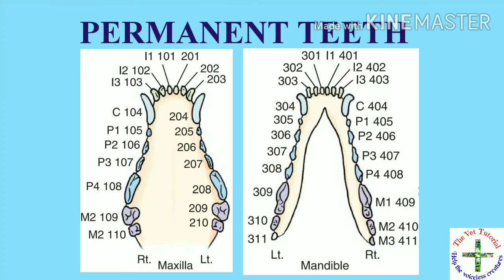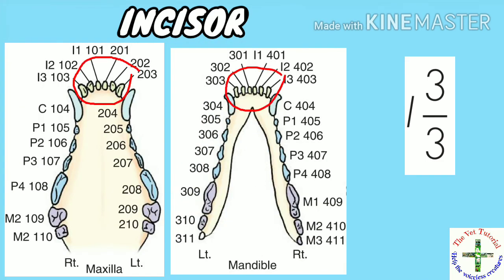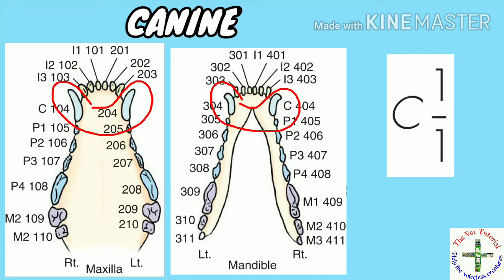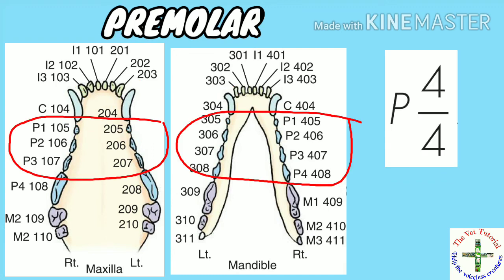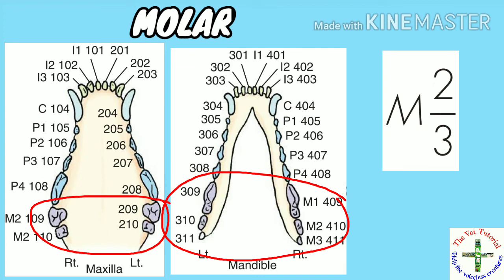Then permanent teeth. Incisor. There are 3 incisors on both upper and lower half of the jaw. Then canine. The upper half of the jaw and the lower half of the jaw both contain 1 canine. Then premolar. The upper half of the jaw and the lower half of the jaw both contain 4 premolars. And then molar. The upper half of the jaw contains 2 molars and the lower half of the jaw contains 3 molars.